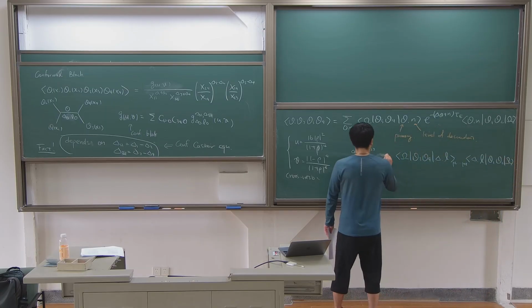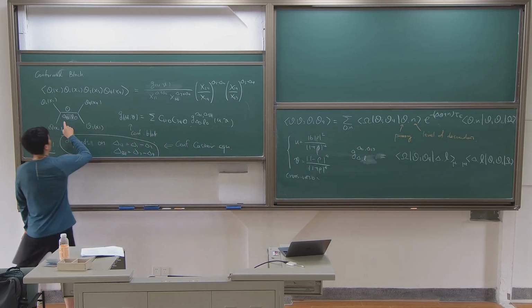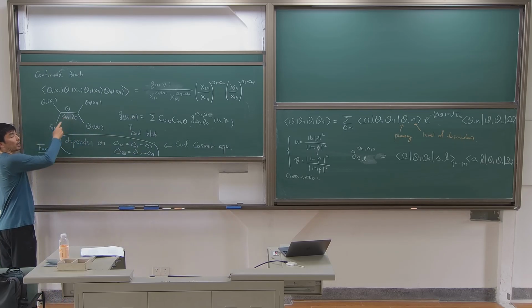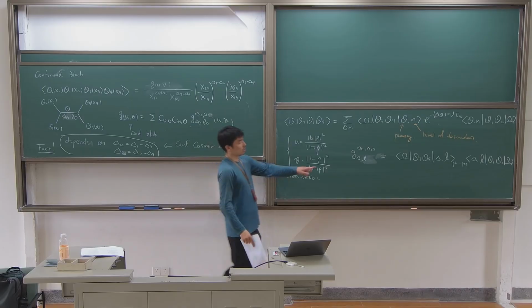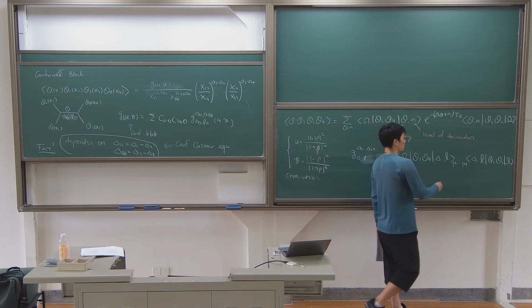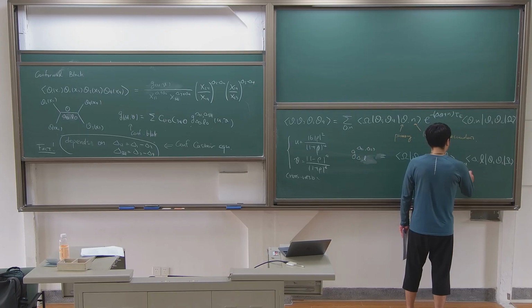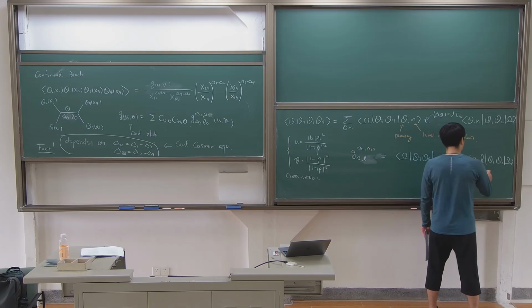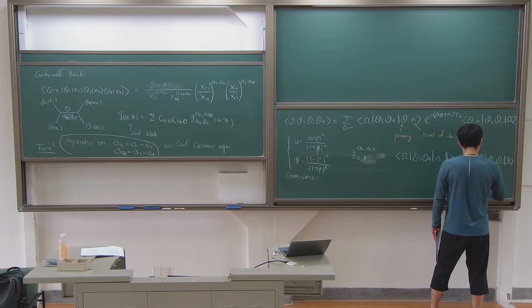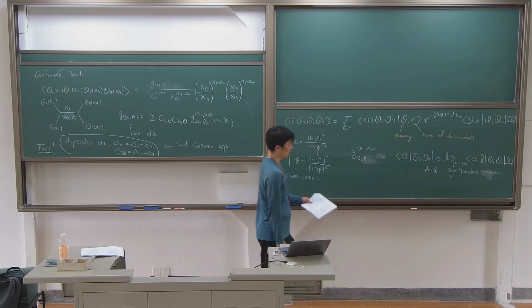So this contribution: if you consider that the intermediate channel is an operator with dimension delta and spin L, then you need to sandwich by this projector. Here we assume these are symmetric, traceless tensors of spin L, or rank L.